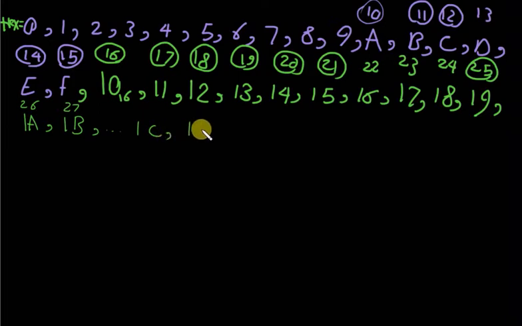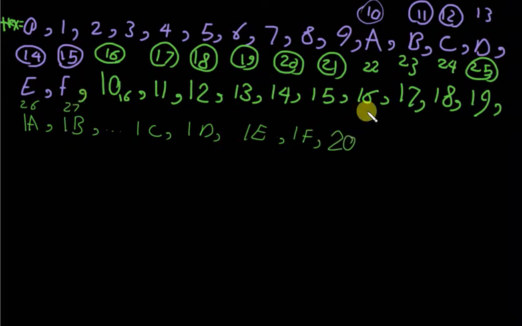1C, 1D, 1E, 1F, and then you will go to 2 0. So this is 20, but actually the value of it is not 20.